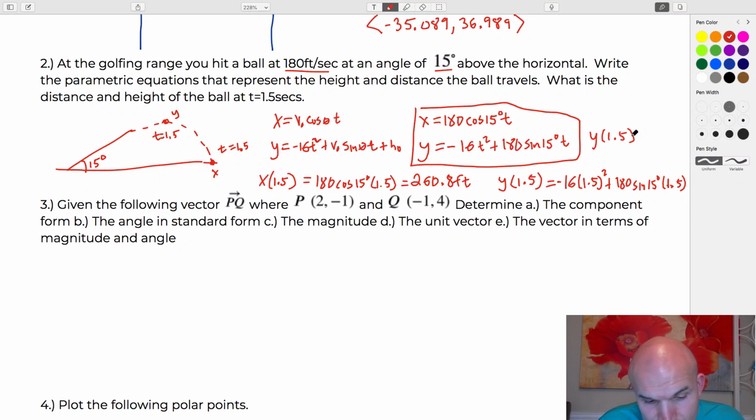And I get 33.8 feet, which doesn't seem very high at all. And negative 16 t squared. But I guess you're doing it at a 15-degree angle. That's really, really low, so I guess that makes sense, but I'm not seeing any other issues I might have made, so I'm going to roll with that.